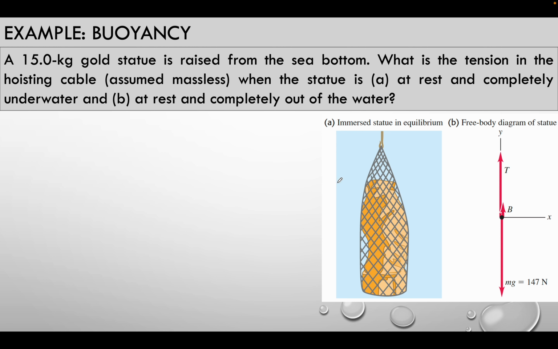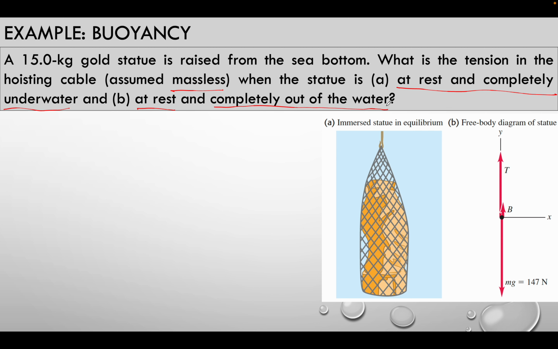Okay, so third example, which is for the example of buoyancy, we have right here a 15 kilogram gold statue is raised from the sea bottom. So as you can see here in the figure, that is the situation. So the question here is, what is the tension in the hoisting cable, which is assumed as massless? So si cable is, we assume that as massless, when the statue is, letter A, at rest and completely submerged underwater. And for letter B, we need to calculate still the tension of the cable if the statue is at rest and completely out of the water.